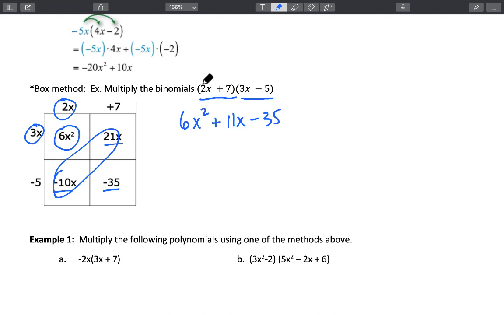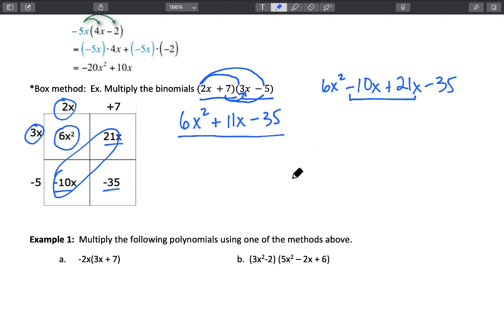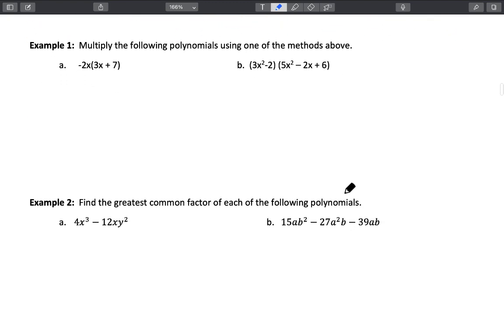Now, if we did the distributive property, we would get the same result because we'd end up with 2x times 3x, which is 6x squared, our 2x times our negative 5, which is negative 10x, a 7 times our 3x, which is positive 21x, and then finally our 7 times our negative 5, which is negative 35. So you can see either method is going to lead to the same result. When I combine these like terms here in the middle, I'll end up with the same 6x squared plus 11x minus 35. So let's try a few more examples of multiplying before we get into dividing.